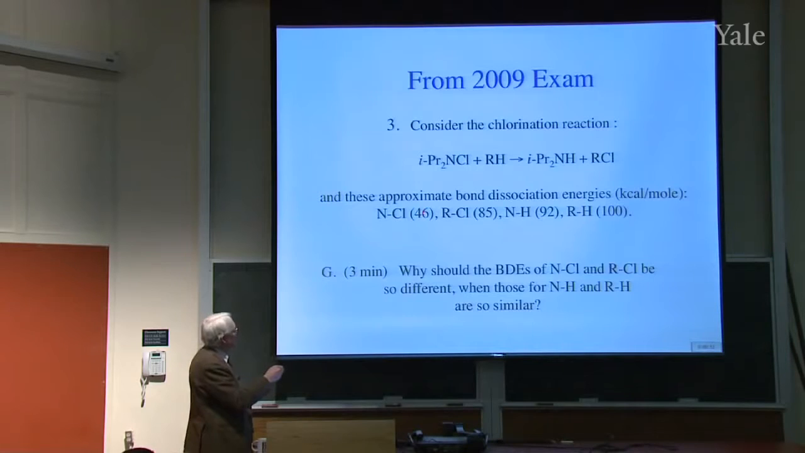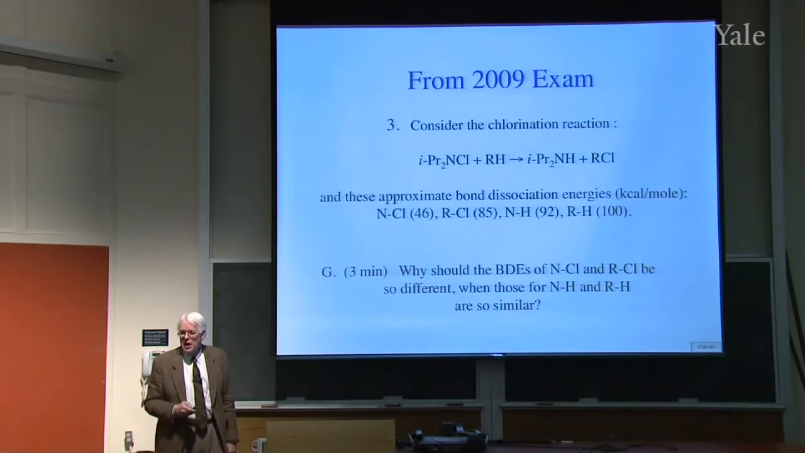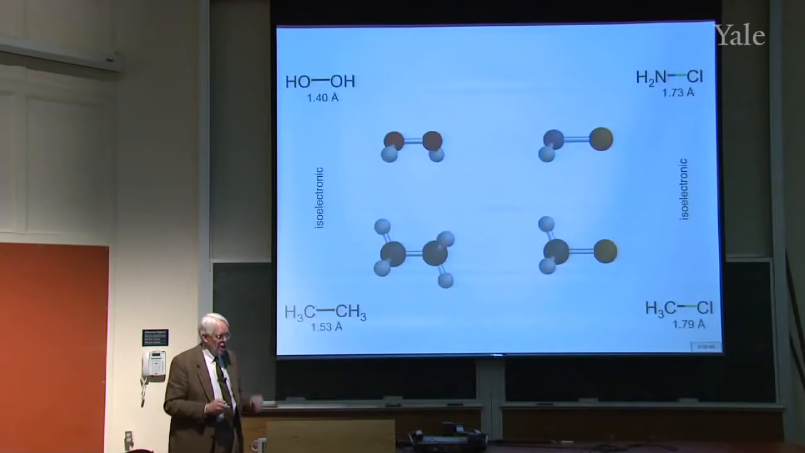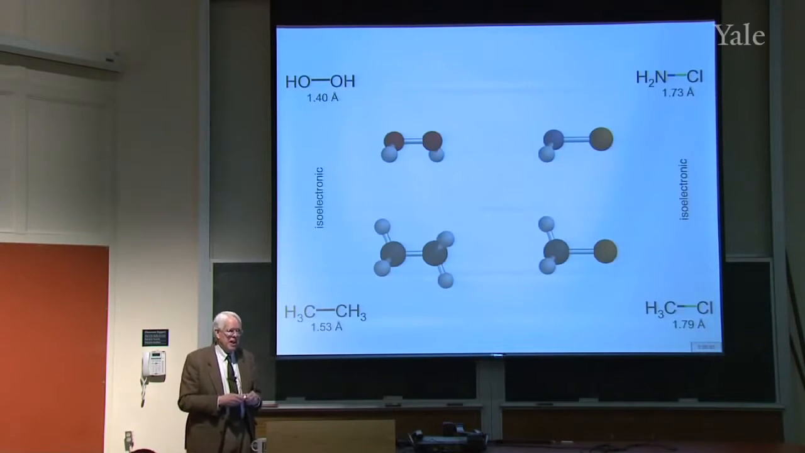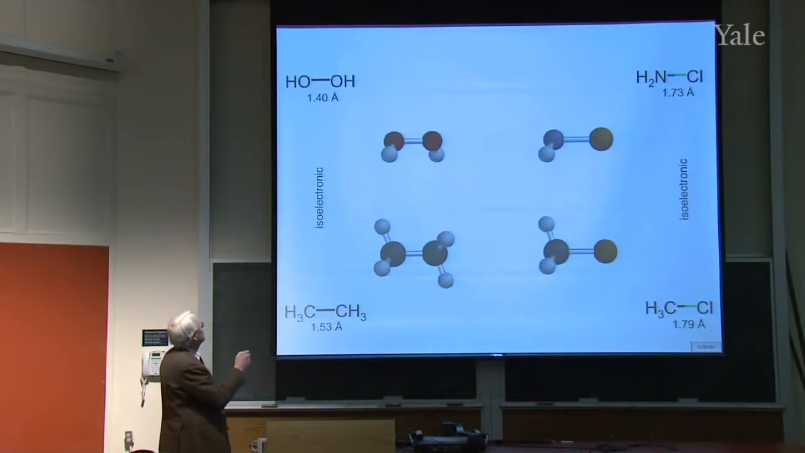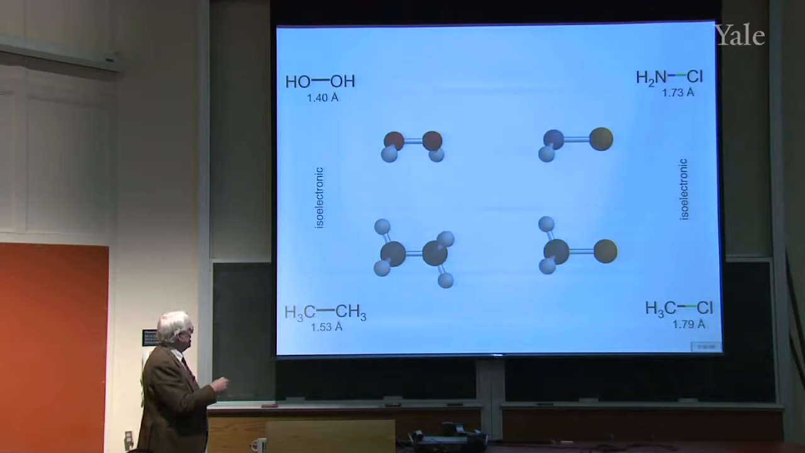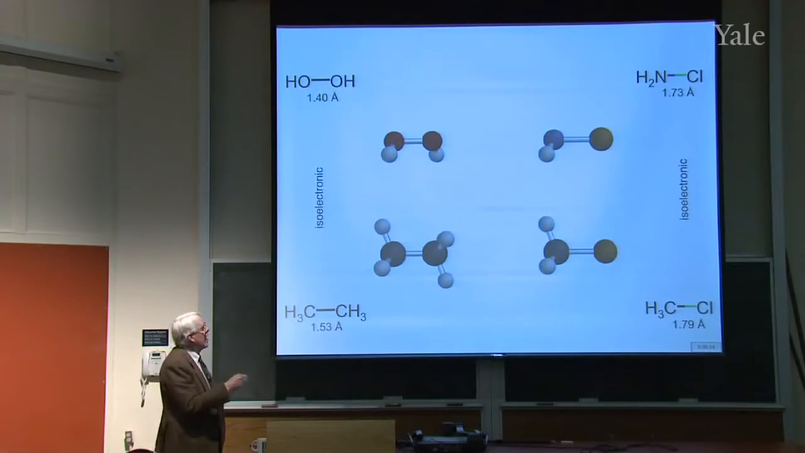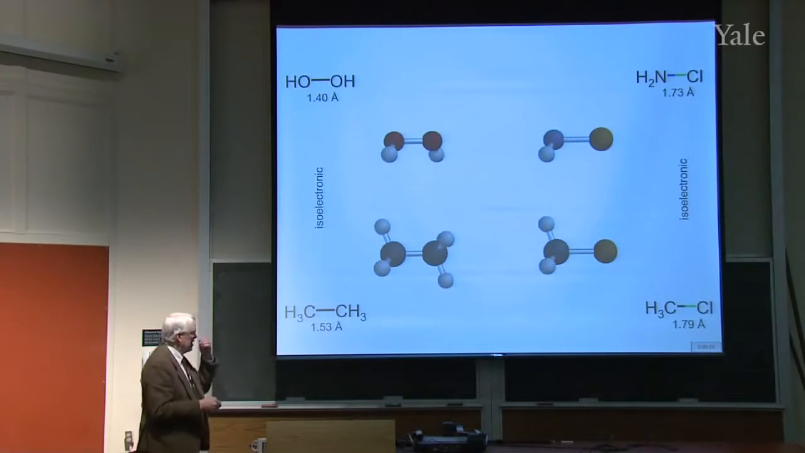So NCl is 46, NH is 92, twice as big. RCl and RH are about the same energy. Why is that? Well, the answer I expected was based on this, lone pair repulsion. So here on the left, we have peroxide and ethane. They have the same number of electrons, right? And on the right, we have NCl and methyl Cl, the same number of electrons on the right, okay?